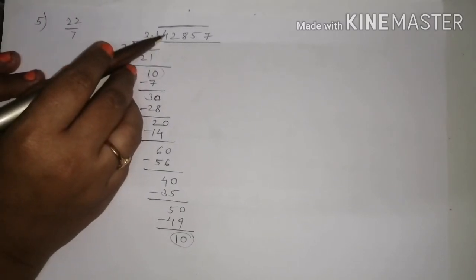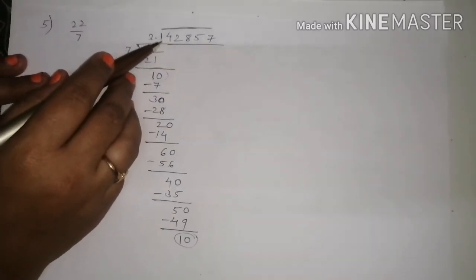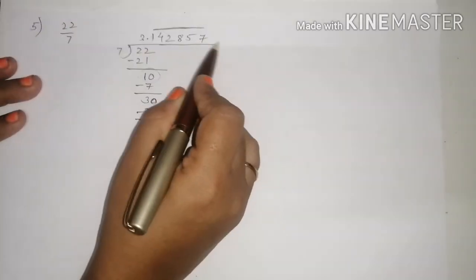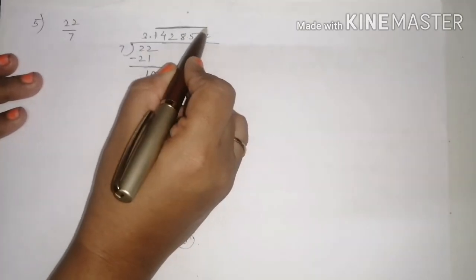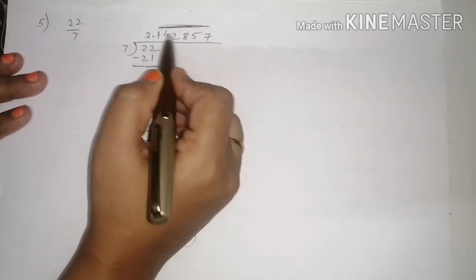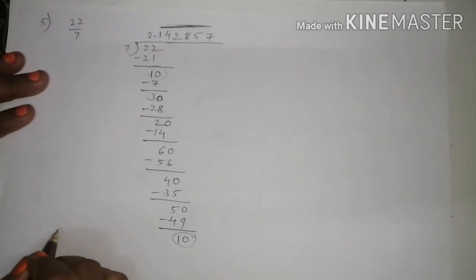So 7 fours are 28. Again if you minus, you will get 2. You have to take 7 twos are 14. So these same numbers will repeat after this. So we are not going to do further. We will put a line on this. It means these numbers are going to repeat the same after this. 142857, 142857. So this is also in the recurring form.